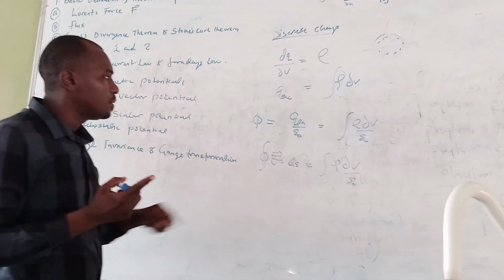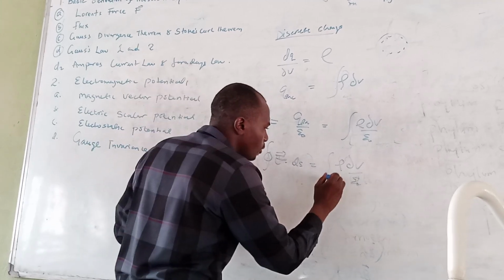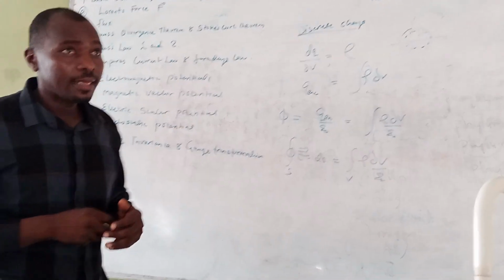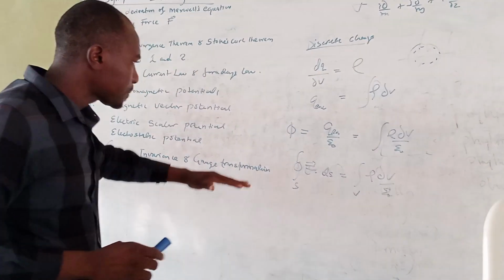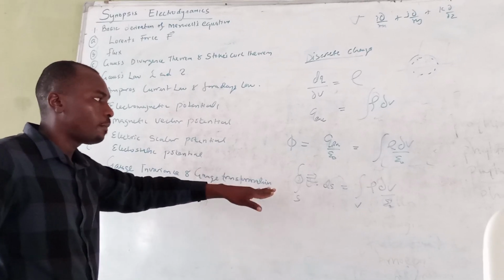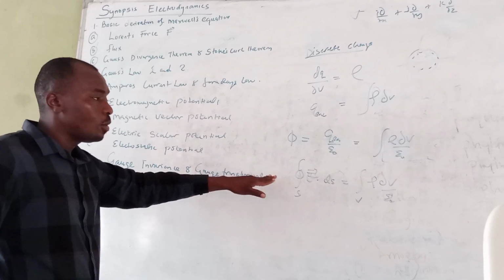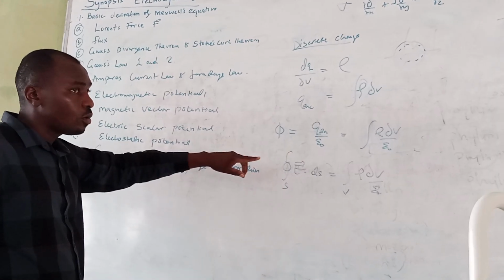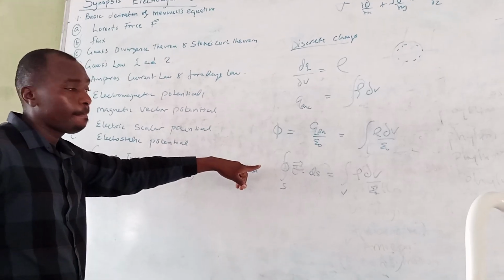But see what is happening. This is surface, this is volume. I hope it's clear. So now, this is known as Gauss's first law in integral form.